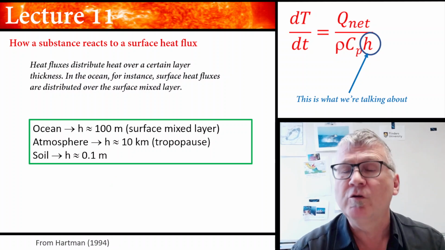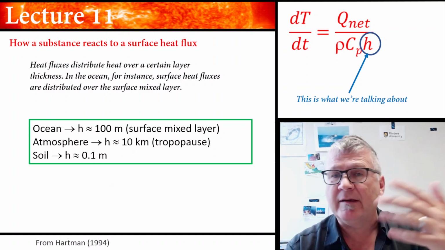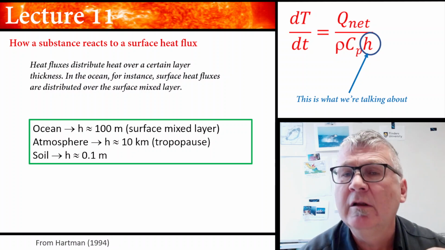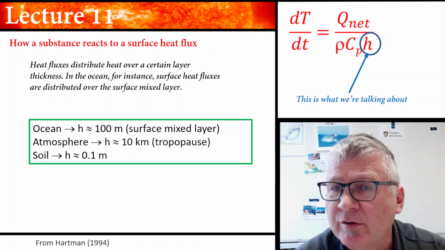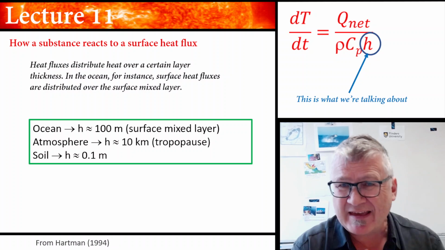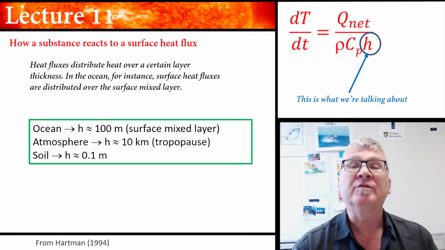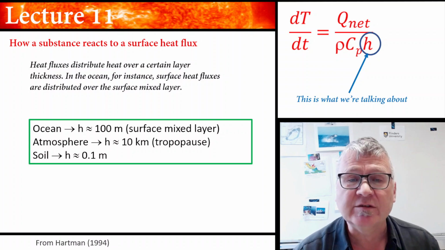And this is just because soil is different to the ocean. The ocean is a fluid, and you have a mechanism of mixing. The water can mix and distribute over 100 meters. In soil, you only have heat conduction. You don't have any mechanism of mixing in soil. So that's why this vertical scale is so different.